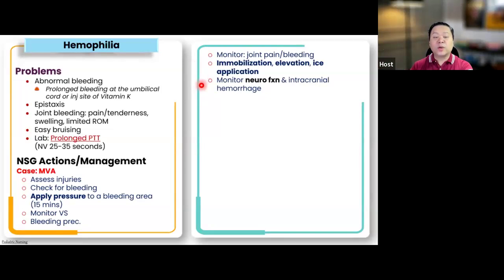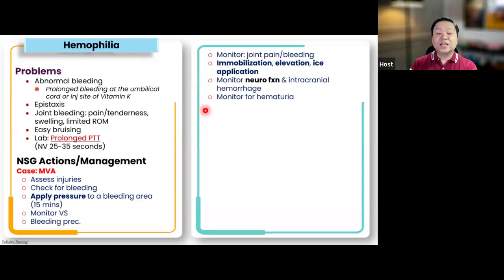We need to make sure that we are tracking or monitoring their sensorium, their level of consciousness, their orientation as well, because if there is such deterioration, these are signs of intracranial bleeding or hemorrhage. Now, another thing is we're going to monitor them for any hematuria, all right? So if there is a possibility of a blood injury to the abdominal area that could injure the kidneys, hematuria could possibly happen.